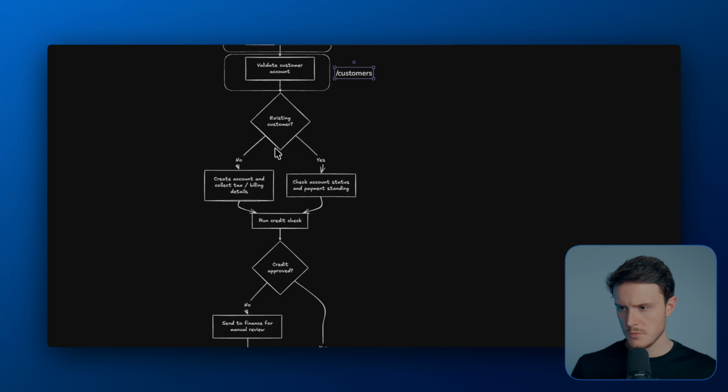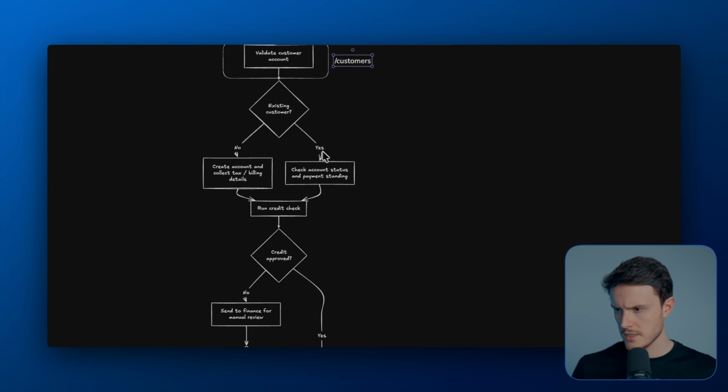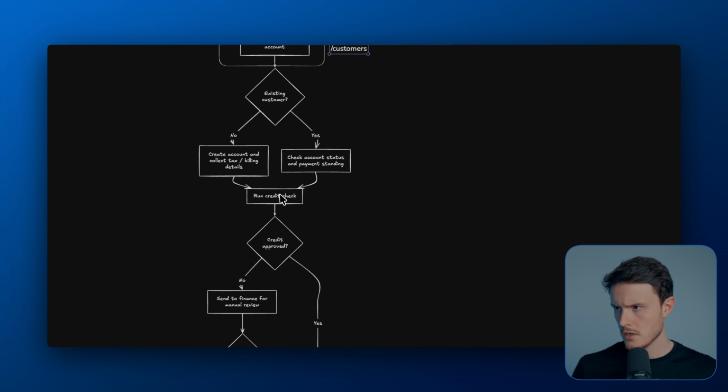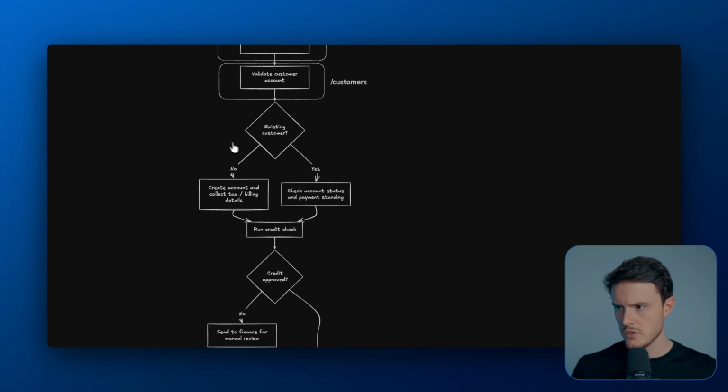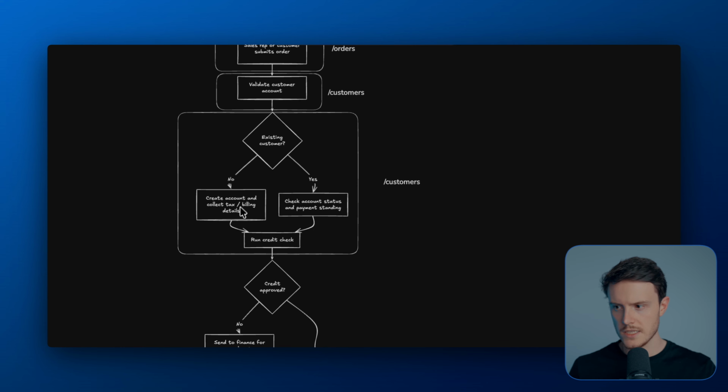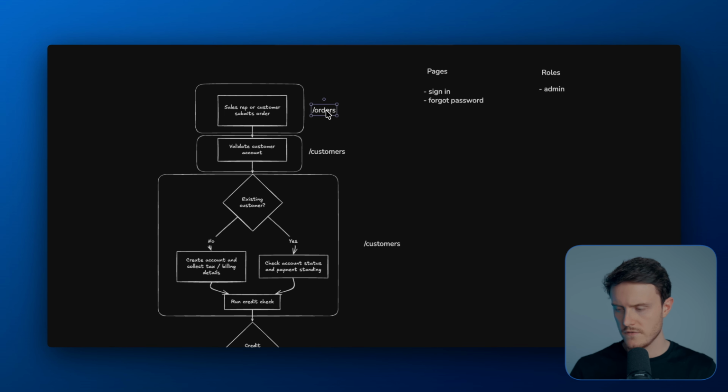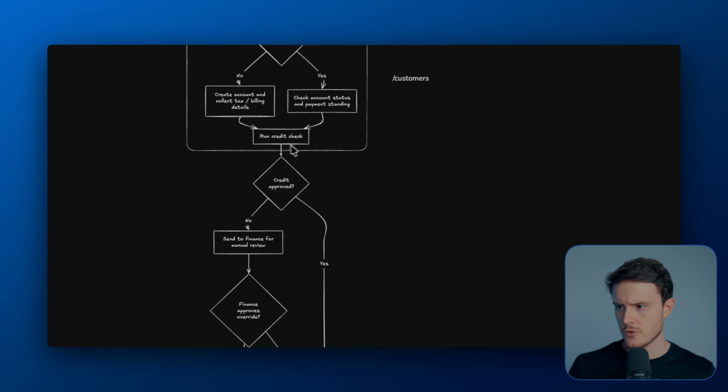Are they an existing customer? If they're not an existing customer, we create an account, collect information. If they are an existing customer, we check account status and payment standing, run a credit check. Okay, so this part will also be handled by the customers page. Because at the end of the day, all we're really doing here is creating a customer and filling in those details. So for the orders page, I'm just going to add a note here to say can create customer during order creation. Credit check gets ran.